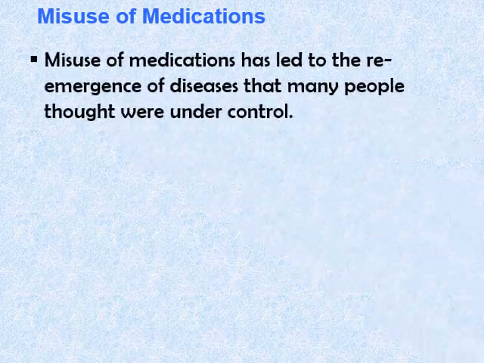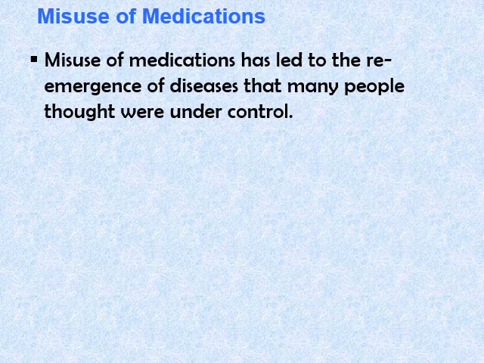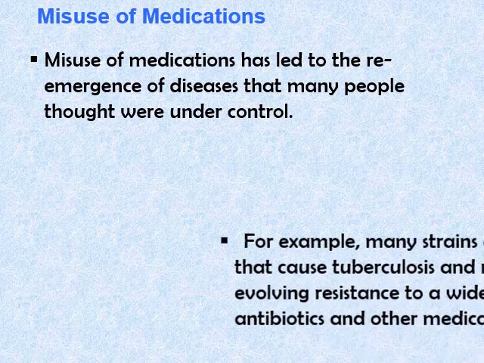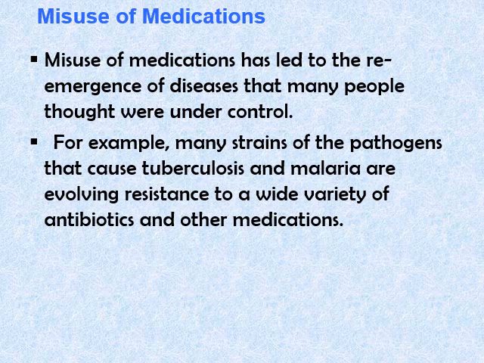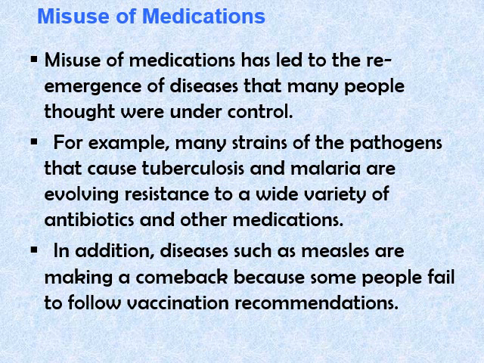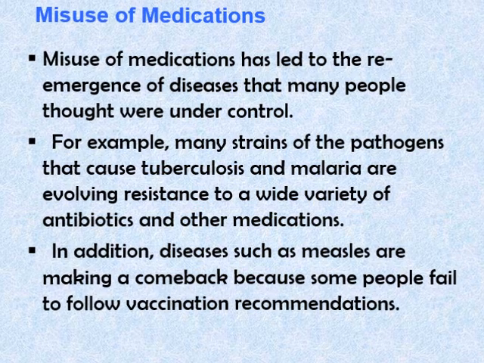Misuse of medications. Misuse of medications has led to the re-emergence of diseases that many people thought were under control. For example, many strains of the pathogens that cause tuberculosis and malaria are evolving resistance to a wide variety of antibiotics and other medications. In addition, diseases such as measles are making a comeback because some people fail to follow vaccination recommendations.